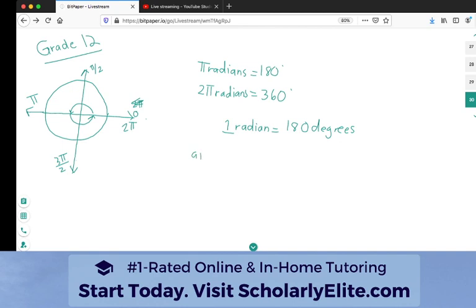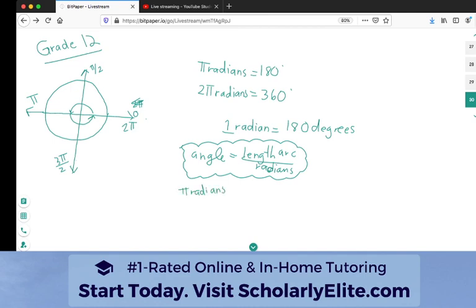So say we have an angle, and we know that the angle is the length of the arc divided by radians. And if you guys have not gone over this in class, I highly recommend writing this stuff down. It is going to help you. Okay, this is a really important one. So let's take a look here. So if we have pi radians, and we know that it equals 180 degrees, well then we can just use that to solve. Okay, so I'm going to show you what I'm talking about.